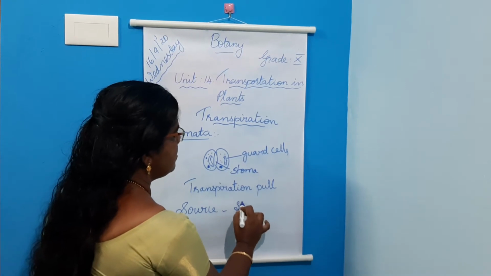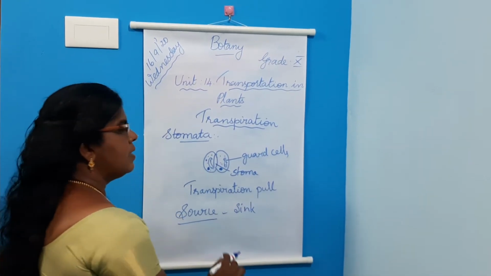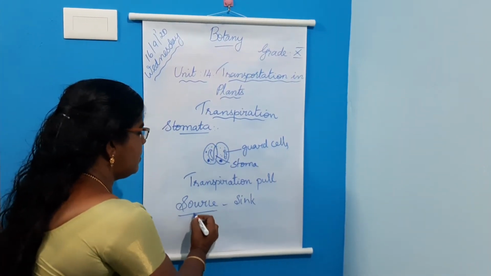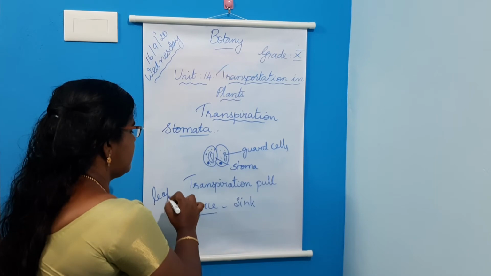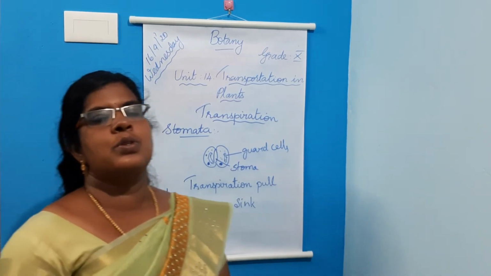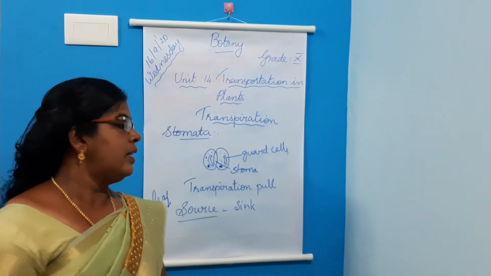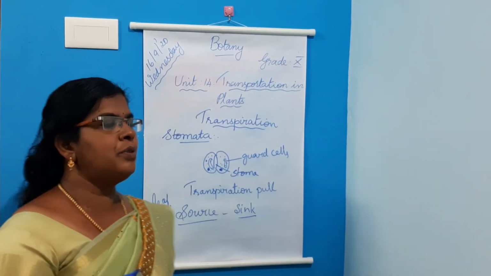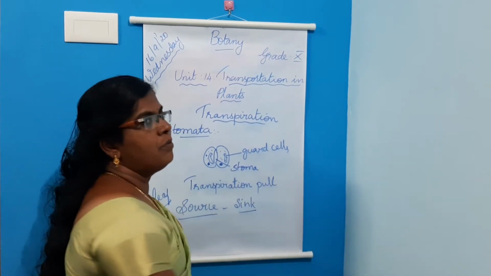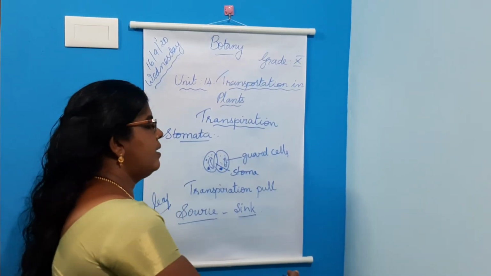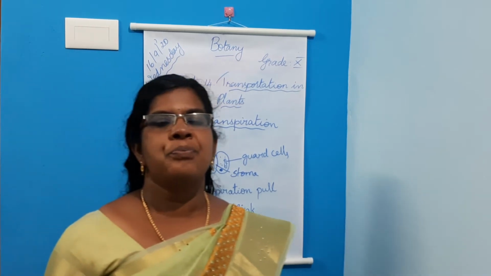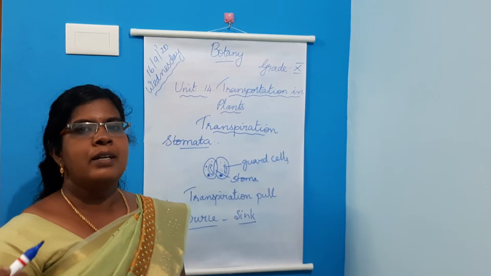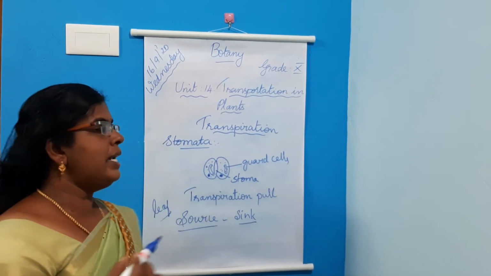Source to a sink. What is the source? The part of the plant which prepares the food is the source. So, what is the source? Leaf is the source that prepares the food. Then sink: the part of the plant wherever the food is needed, or where food is stored, that is sink. Okay. So the transport of food material through phloem is upward and downward. So it is bidirectional.